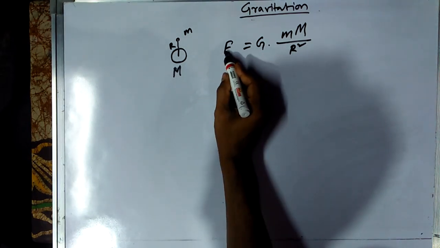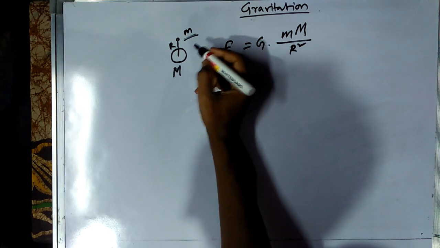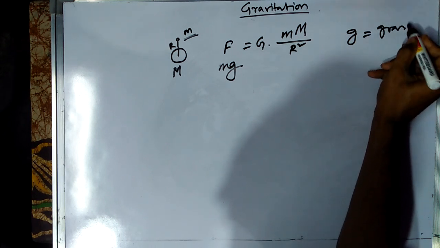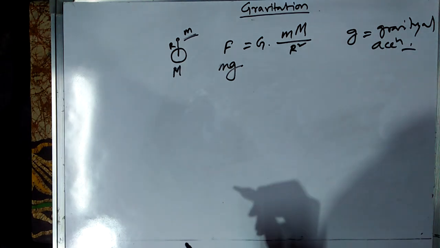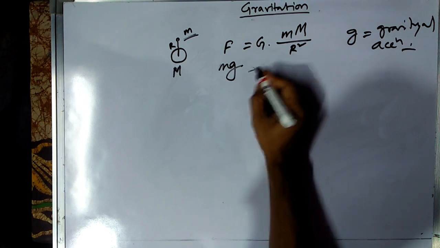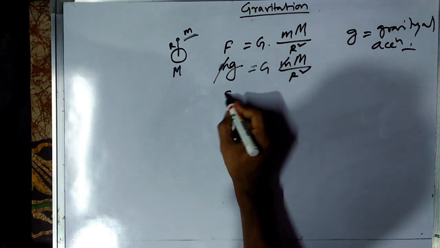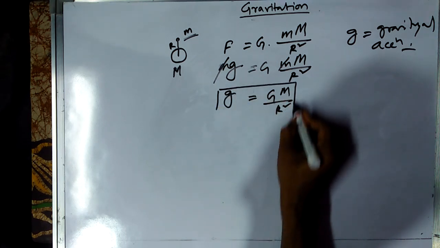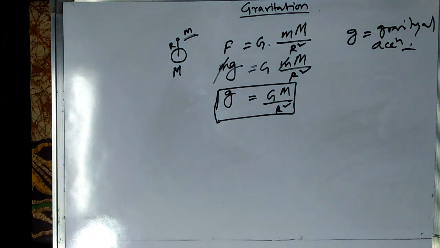Now what is force? Here the force will be the force of attraction, its weight, right? Its weight will be mg. What is g? g is gravitational acceleration. Acceleration due to gravity is equal to G M m by r square, so this m is cancelled. So g is equal to G M by r square. So this is the gravity on the surface or near the Earth.